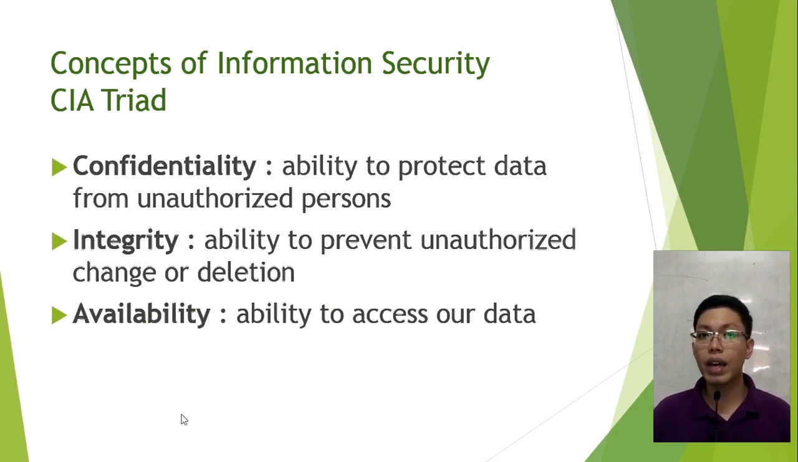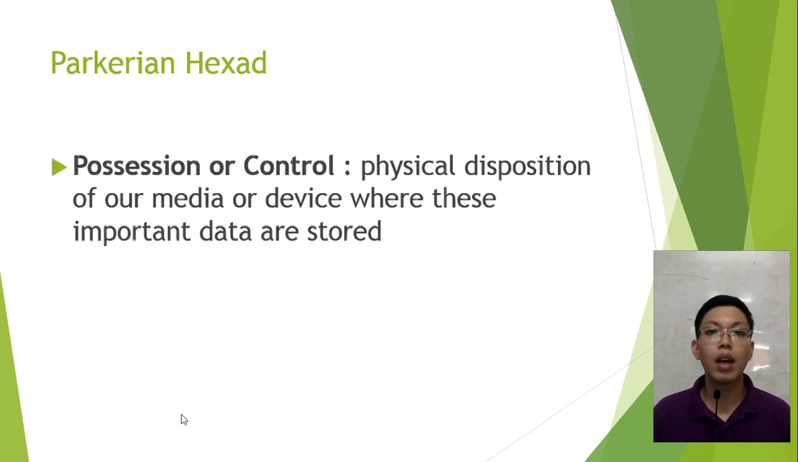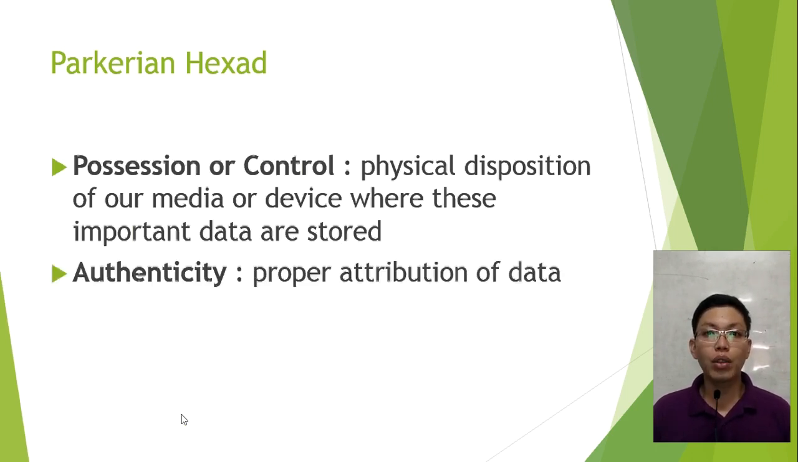Aside from the CIA triad, we also have the Parkerian hexad proposed by Don Parker in 1998, which adds three more attributes. First, possession or control, which refers to the physical disposition of our media or device where these important data are stored. In other words, we must possess this data personally, and at the same time, we can also control this data. The next is authenticity, which refers to the proper attribution of data. Data should be attributed to the creator.